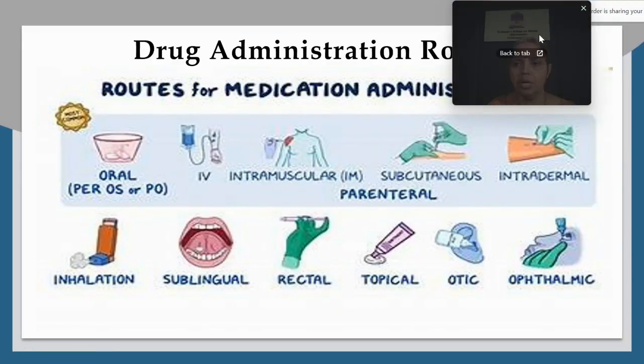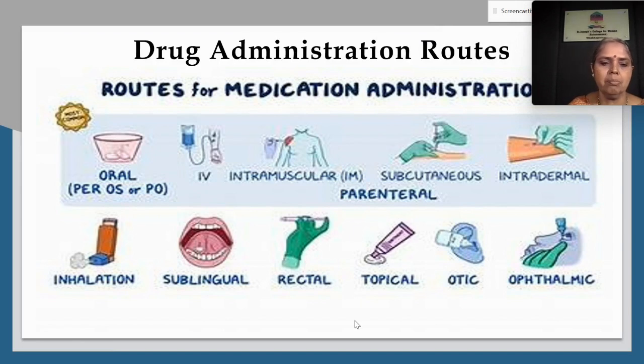Now you can see broadly here the various routes all submitted here. The image is taken from Google. So you can see the oral route as an oral suspension or pill, and you can see the IV route, where the drug is introduced in the form of an intravenous infusion. You can see the intramuscular route, where the drug is introduced into the muscle at a 90-degree angle with the help of a long needle. The subcutaneous route, where the drug is introduced right beneath the skin. The intradermal route, just beneath the skin, and intradermal means through the skin.